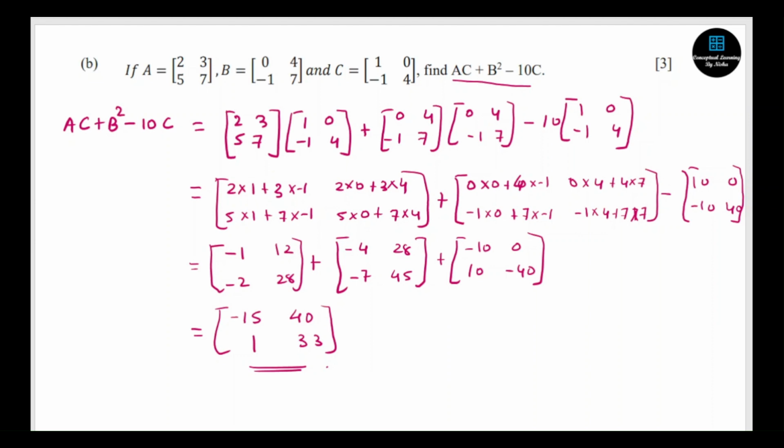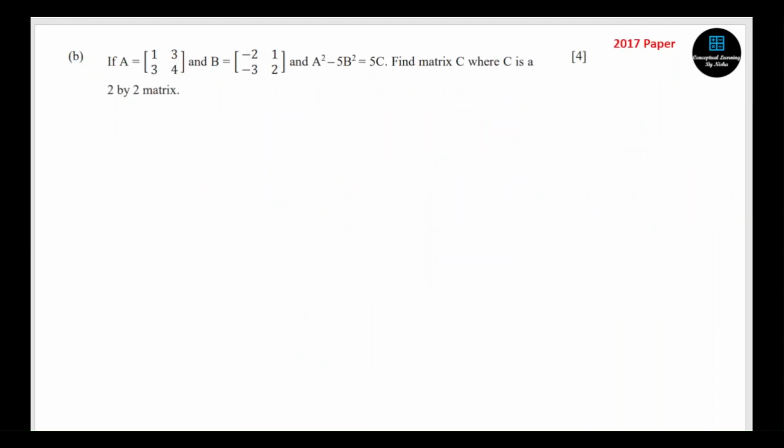Alright. Perfect. Now very interesting question, which is a 4-marker question. See what they have given. A and B are given and A square minus 5B square equals 5C, where C is the 2 by 2 matrix which we have to find. Alright. So let me just write this. A square minus 5B square equals 5C. Alright. This is given to me.